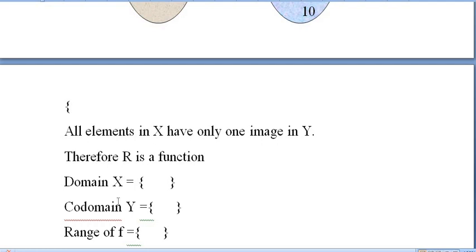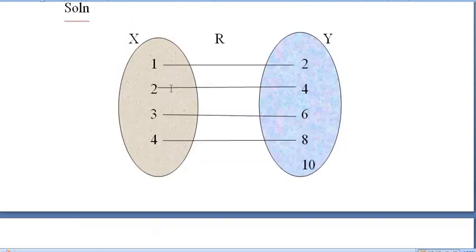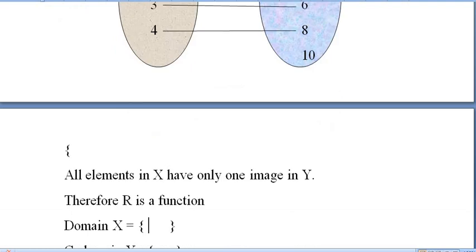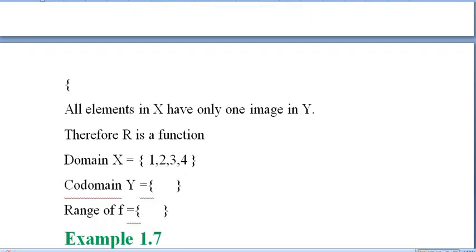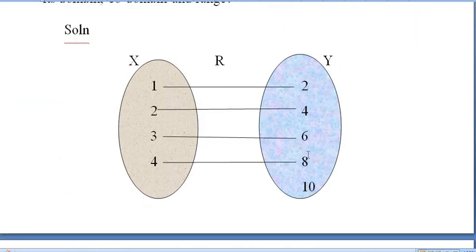R is a function. So now domain x. We are going to write what is domain. These are the domain. These are the codomain. So we are going to write both. So here 1, 2, 3, 4 is the domain. So these are the domain. Now we are going to write the codomain. What is that? 2, 4, 6, 8, 10.